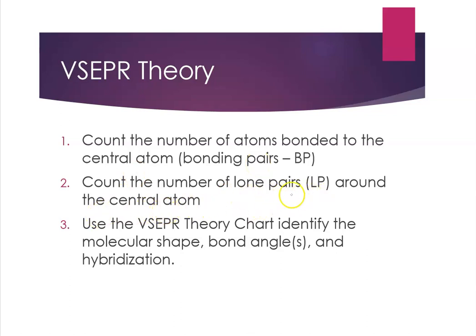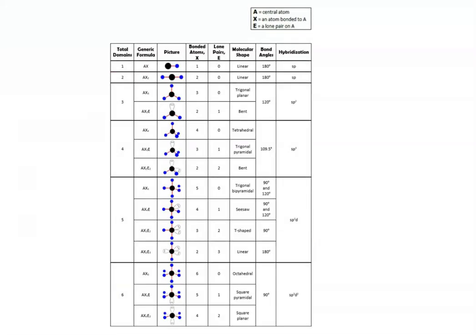I only care about the lone pairs that are in the middle. I don't care anything about the lone pairs that are on the surrounding atoms because those are supposed to be there. Those are there to complete the octet. So then I use the VSEPR chart to identify molecular shape, bond angle, and hybridization. All right, so if we look at our VSEPR chart, we have the bonded atoms here, and then we have the lone pairs here. So I check to see which combination is true for my molecule, and that'll give me the shape, the angle or angles, and hybridization.